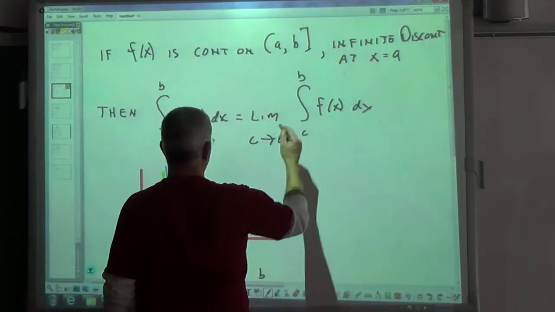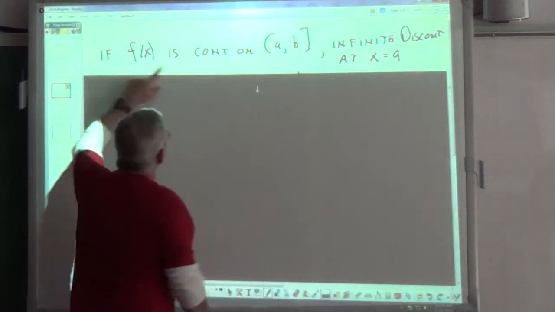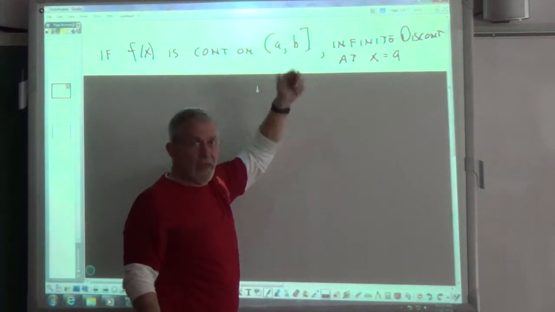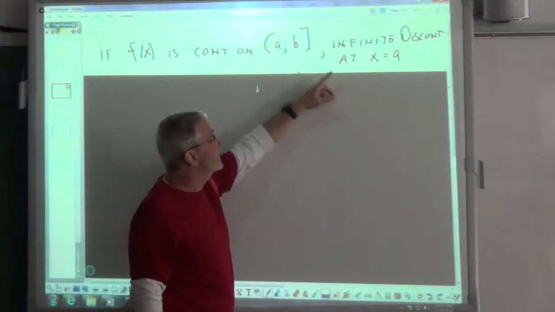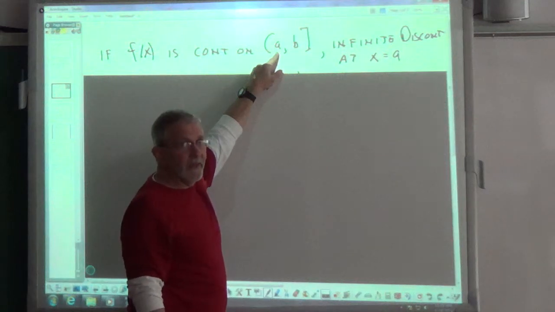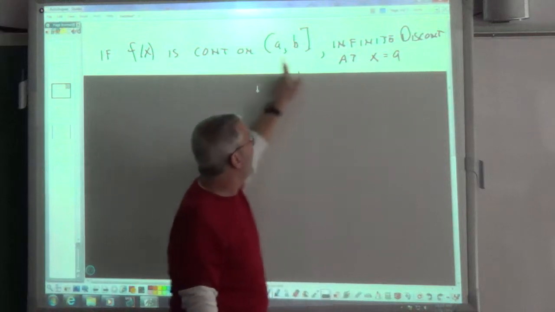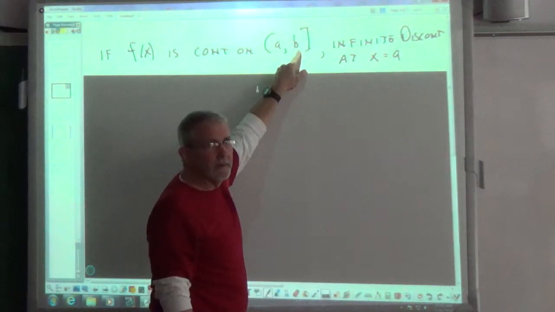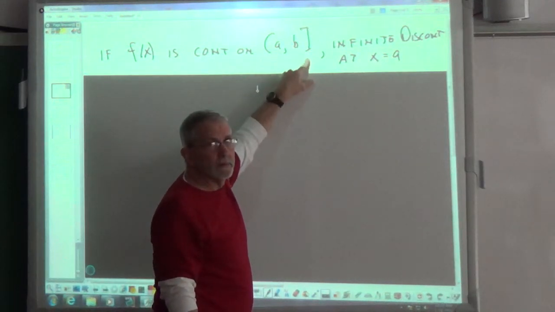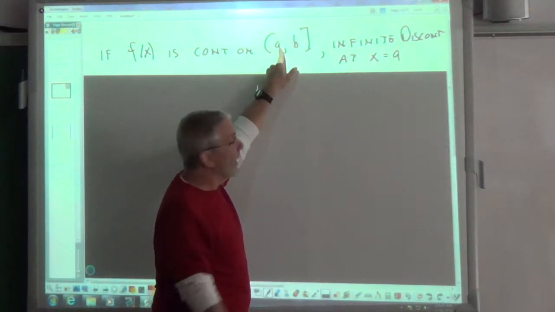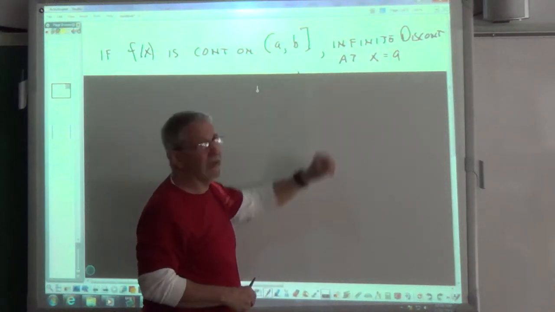Part 2, bullet 2. If f is continuous on the same type of interval, except I have my infinite discontinuity at the left-hand side, at a, and I include b, then I want a function that is continuous on this interval, including b, and just to the right of a. And I'm going to have an infinite discontinuity at a.